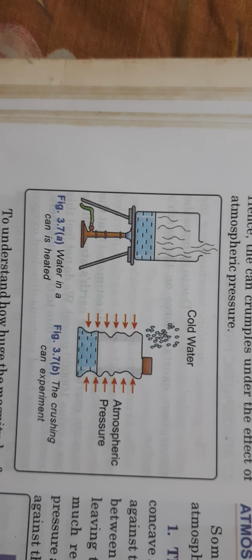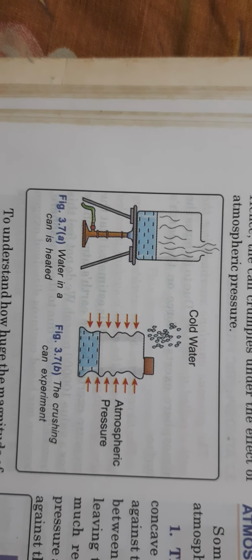This is no invisible hand; it is actually the atmospheric pressure acting from outside which is crushing the can, because now there is no air left inside which could retaliate back to the outside atmospheric pressure. So the atmospheric pressure now crushes this tin can. This proves that there is atmospheric pressure. We are all surrounded by this atmospheric pressure.